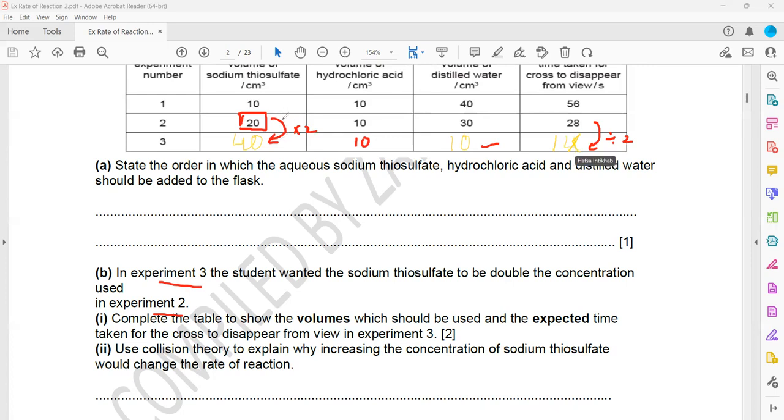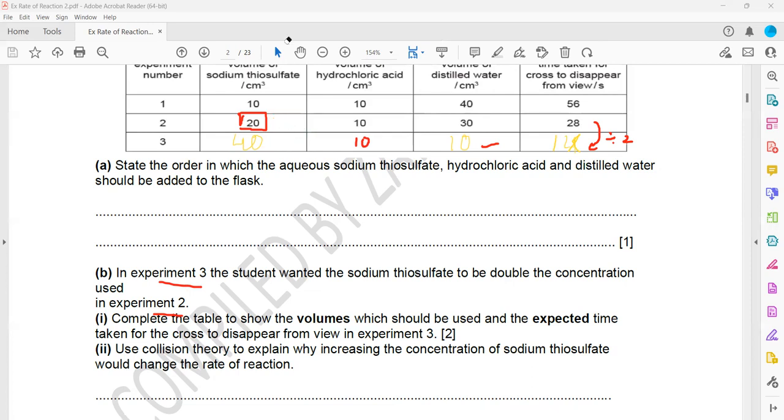Because the amount is double, if we increase the concentration or the concentration is twice, the time taken by the cross to disappear will be half. That's why 28 divided by 2 will be 14. You can also compare the result with the first experiment.